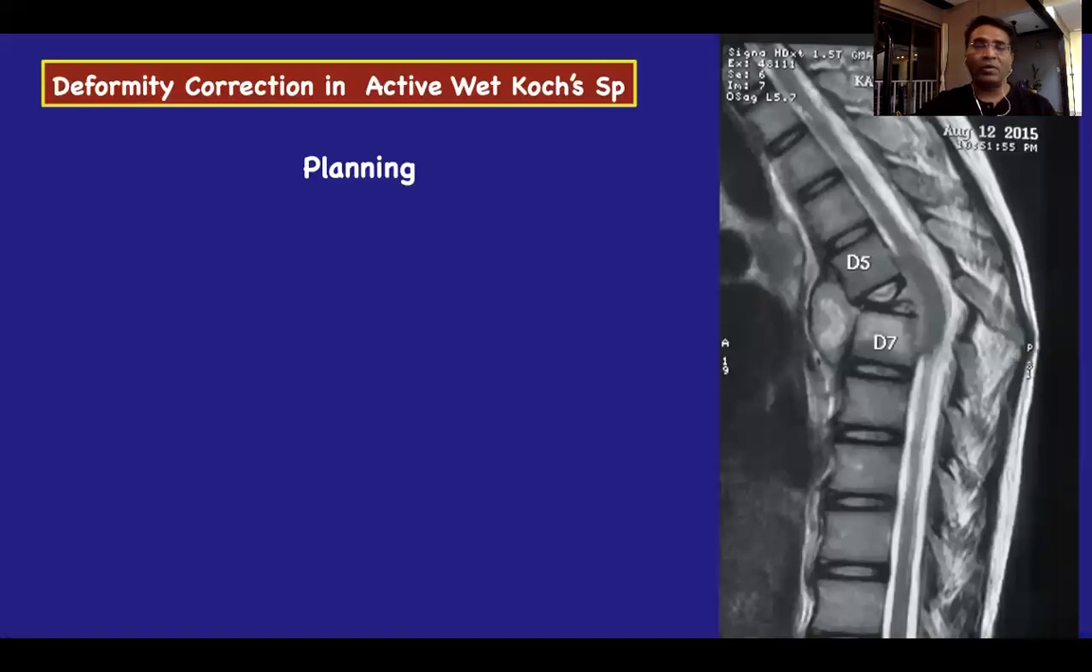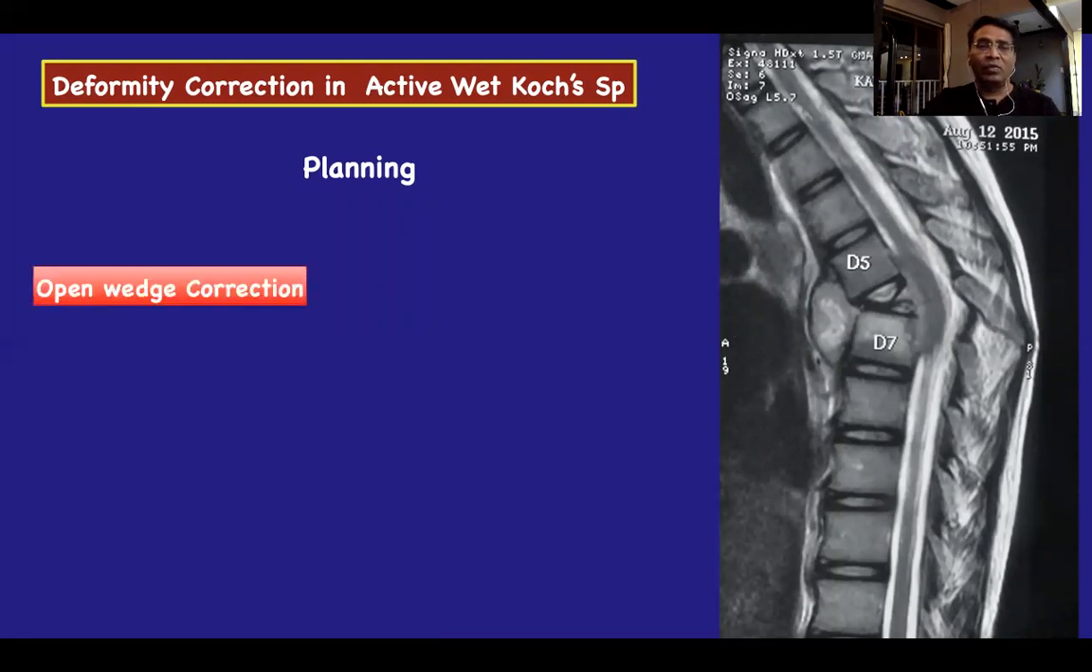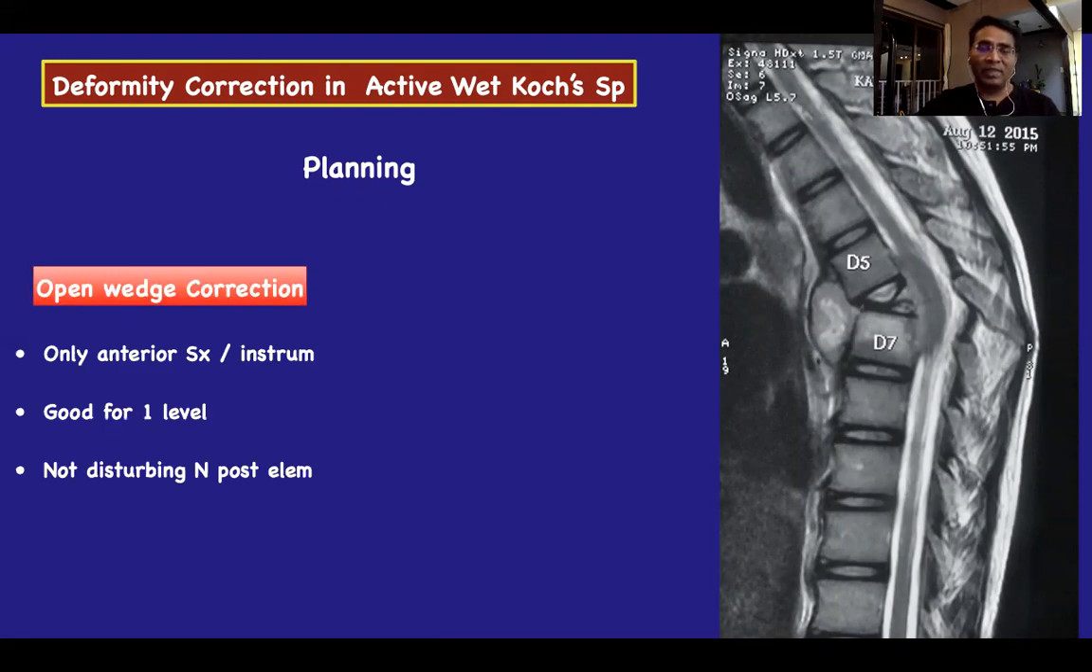So in a wet cox, how do you correct the deformities? For example, in this particular case, with one body completely destroyed, we can go ahead with an anterior open wedge correction. As said earlier in this seminar, you can have an anterior transthoracic or a retropleural approach, debride it, and put a cage or a bone graft as well as instrumentation anteriorly.